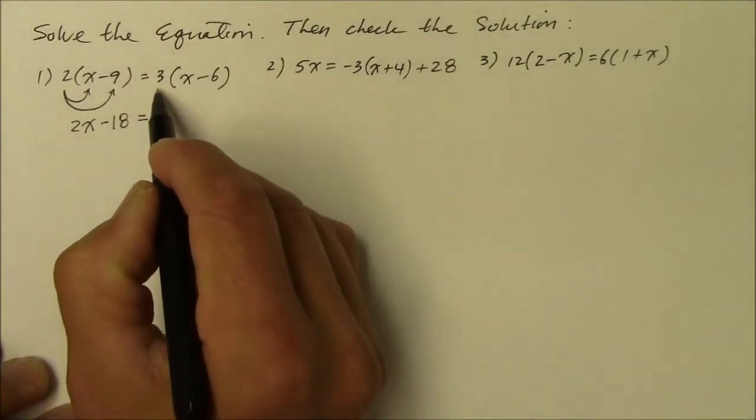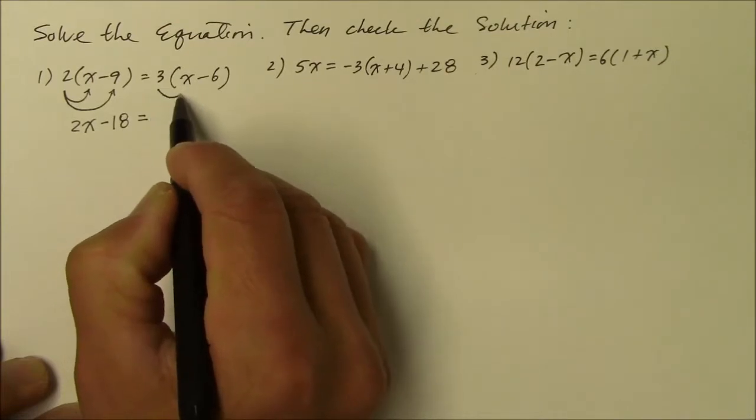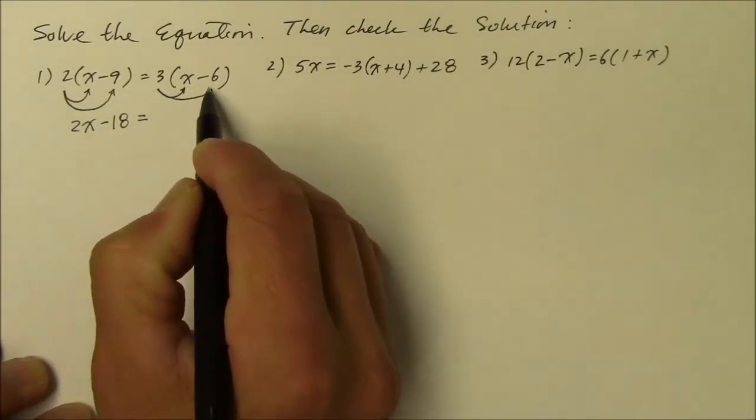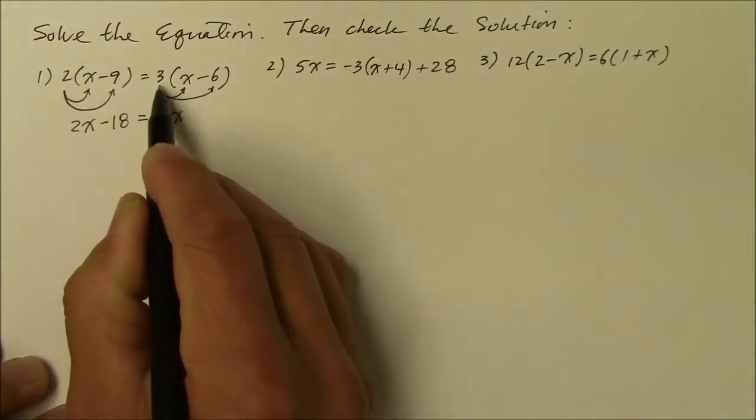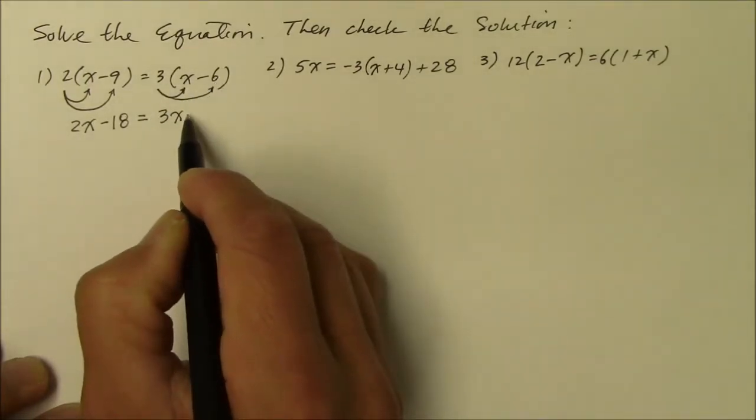So you're going to do it again. The 3, the outside of parentheses, times the first term and the second term of the inside. 3 times x is 3x. 3 times negative 6 is minus 18.